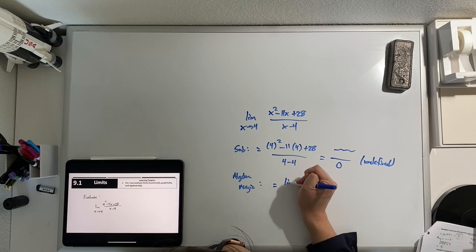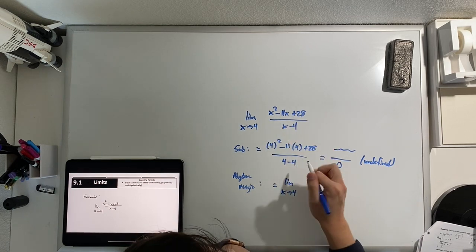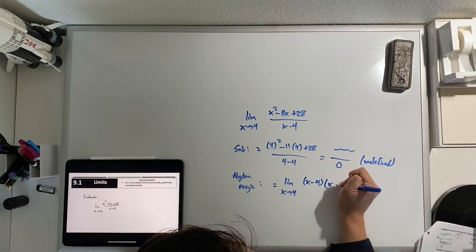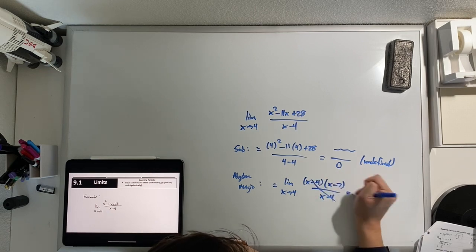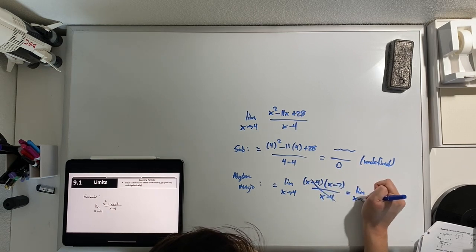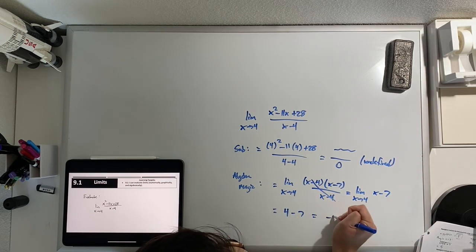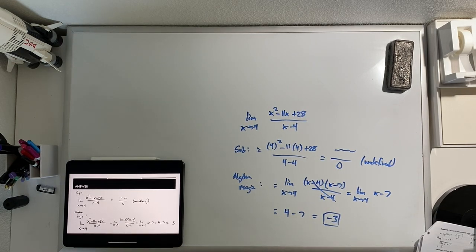This is equal to the limit as x approaches 4. Let's factor the numerator. All right, that's a simple quadratic. We get x minus 4 times x minus 7. The x minus 4's cancel, so this is the limit as x approaches 4 of x minus 7. Now let's try substituting. And we get -3. All right, there we go.